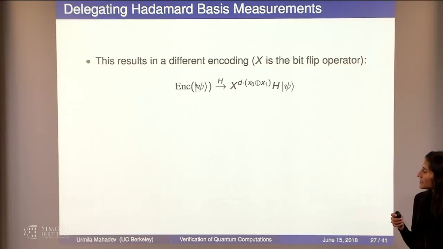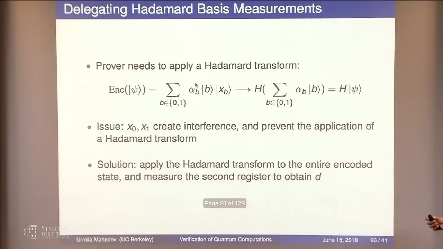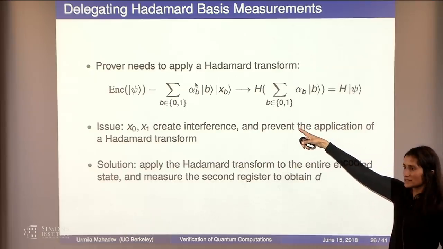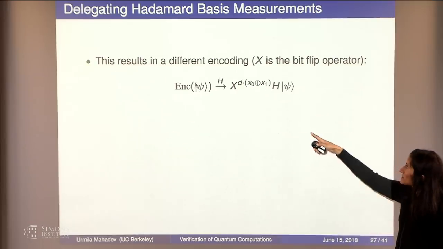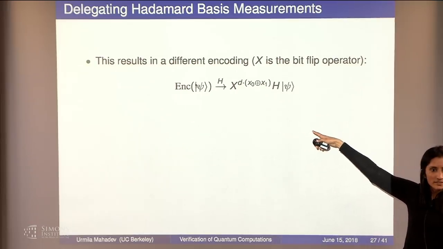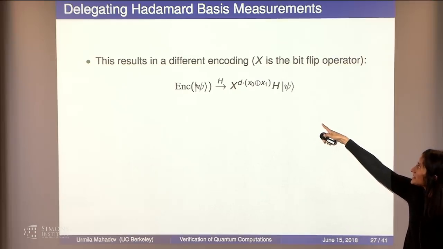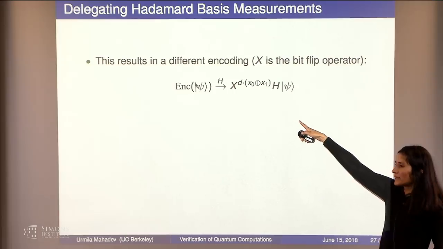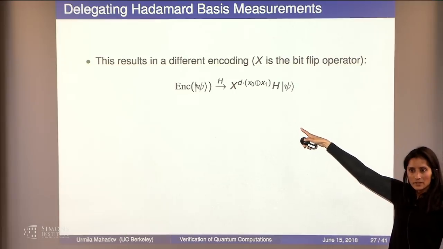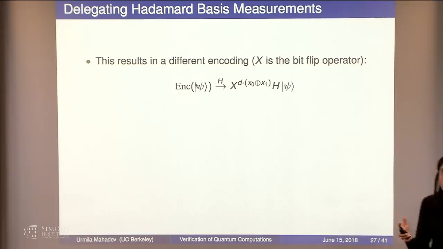So what this does is it results in a different encoding. When the Hadamard transform is performed on this state and it's measured to obtain some string d, it results in a different encoding, which looks like this. So now you have the state H psi, which is what you wanted to get initially, but it's off by a bit flip operator. X is just a classical bit flip applied in superposition. And this bit flip operator is a function of the claw and the string d.